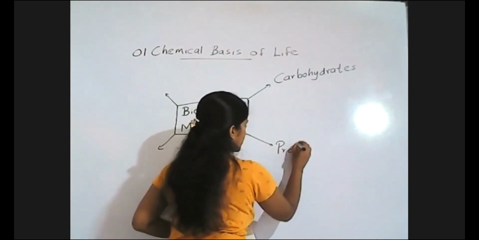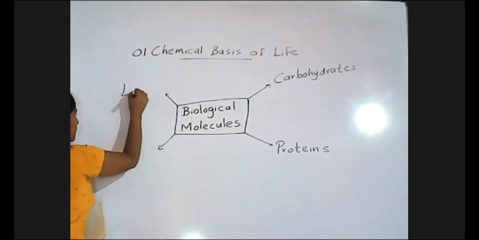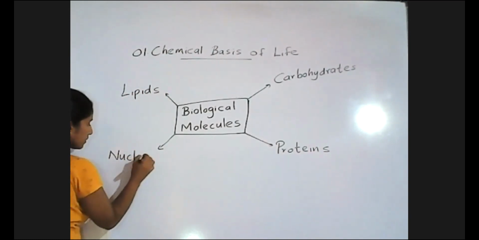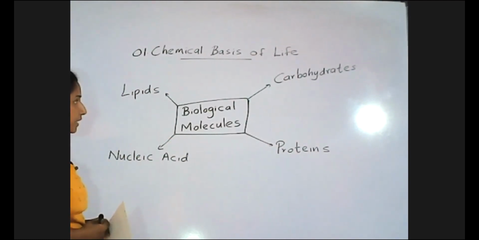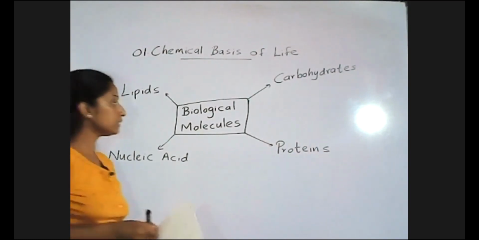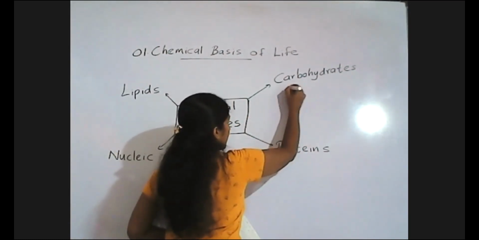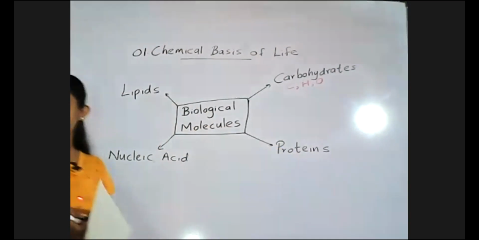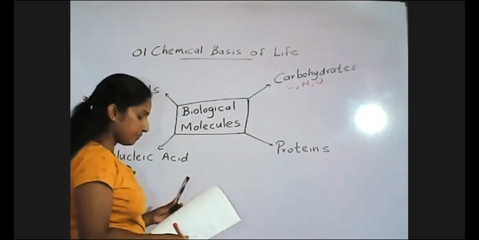Carbohydrates, proteins, lipids and nucleic acids, right? Then about carbohydrates. When we consider carbohydrates, what are the main elements that make up carbohydrates? Carbon, hydrogen, and oxygen, right? The major elements in carbohydrates are carbon, hydrogen, and oxygen.